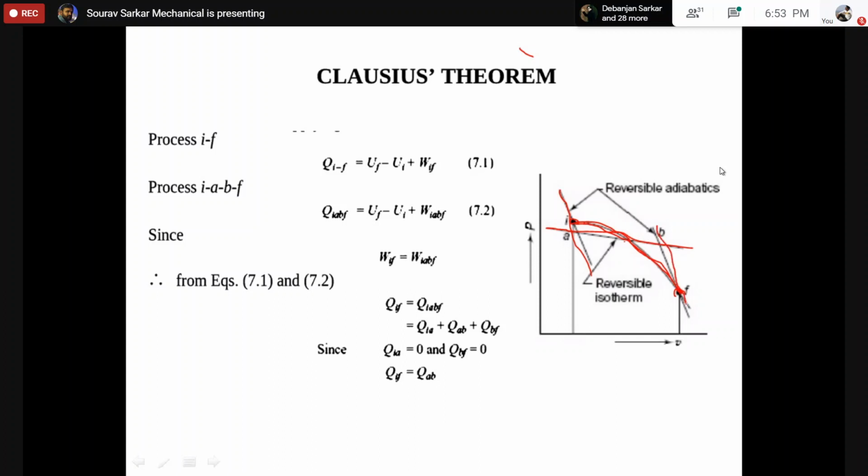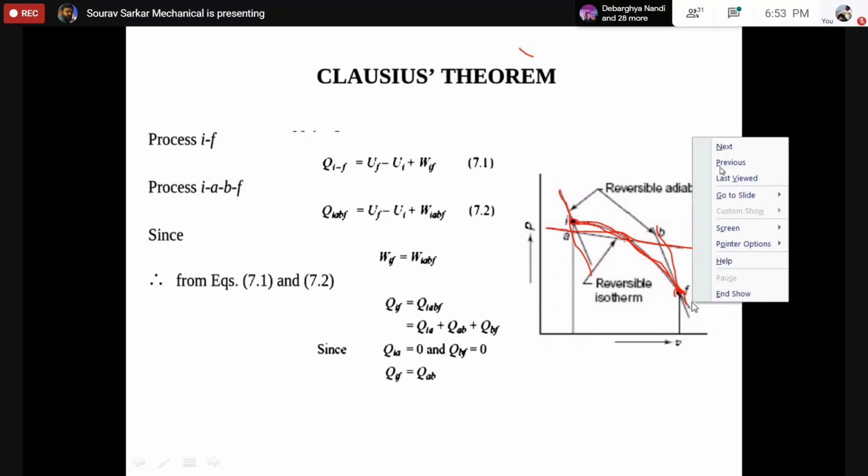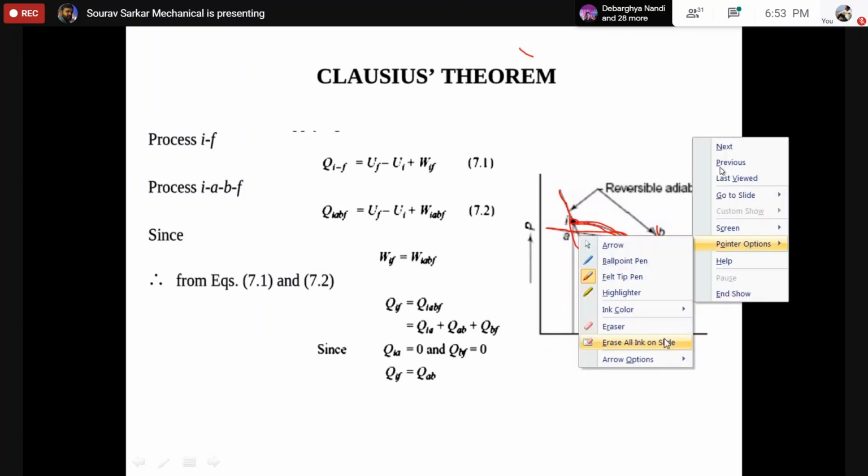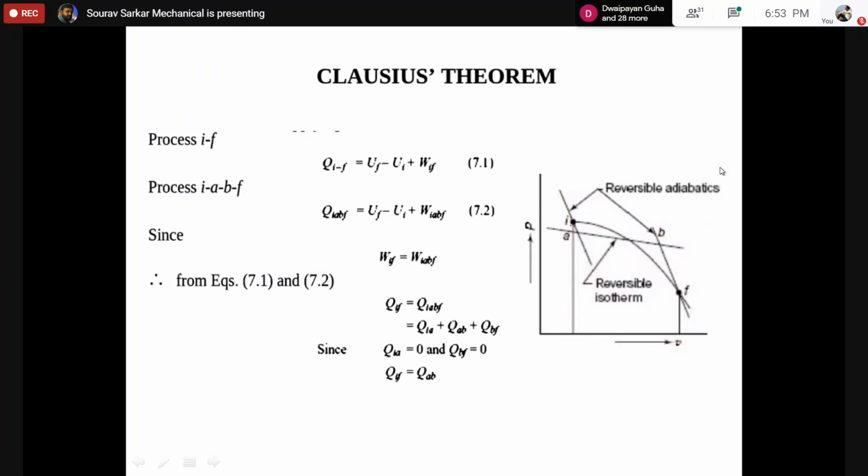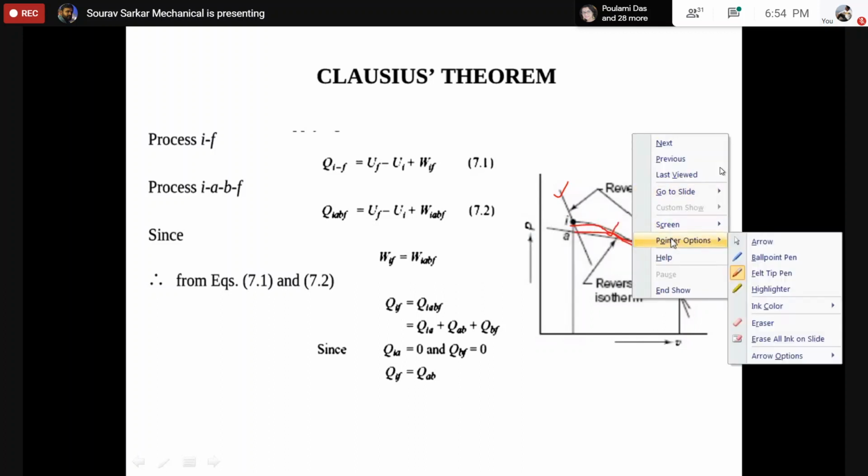So what is my statement? My statement is, if I have any path in the PV diagram, I can replace the path by using two adiabatic and one isothermal line. How is it possible? I'm repeating it. So let's look into the initial diagram. Let's look into the mathematics.